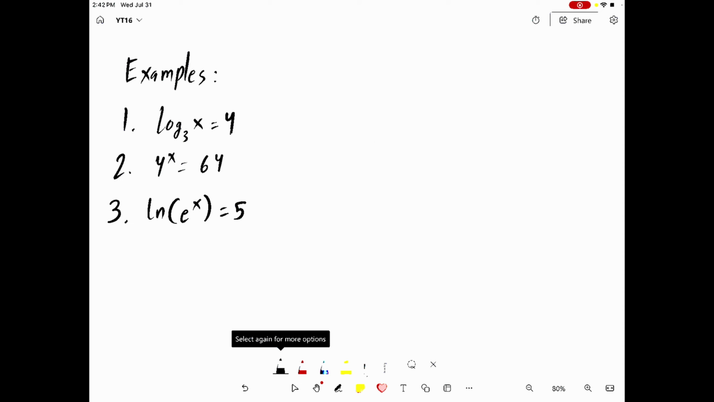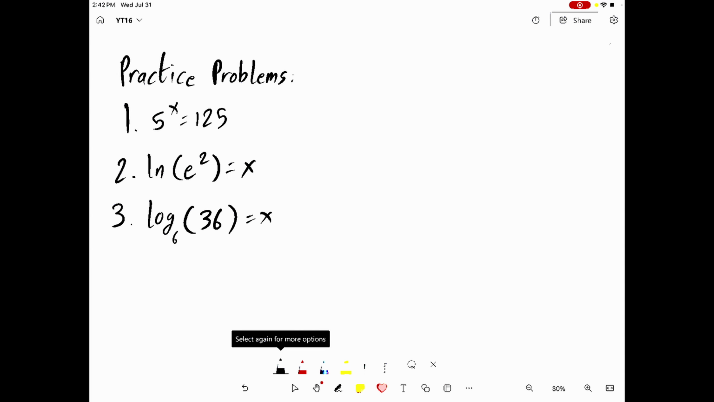For our third and final example, we have the natural logarithm of e to the x is equal to 5. This is even simpler than the first two examples because natural logarithm and e to the x are opposites, and we don't have to do anything on the right-hand side. So if natural logarithm and e to the x are opposites, that makes x equal to 5. That's the answer to our third example.